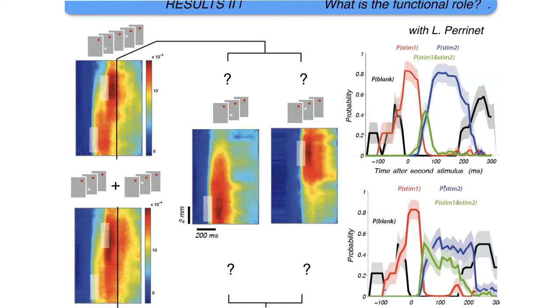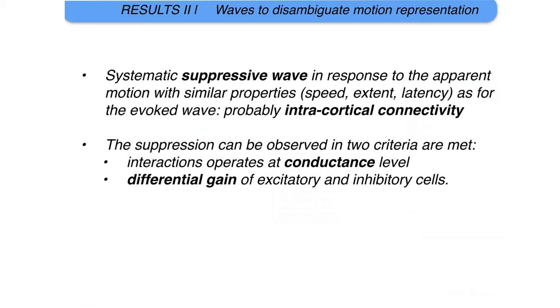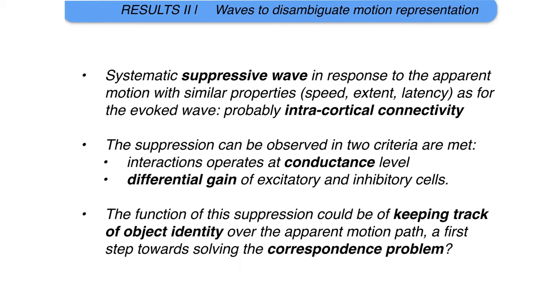To summarize this second part, we had a systematic suppressive wave in response to apparent motion that had similar properties as the one from the evoked wave, so it's probably coming from intracortical connectivity. With the model, we demonstrated that the suppression can be observed if there are interactions that operate at conductance level and if there is a differential gain between excitation and inhibition. And we suggest that one function of this suppression is to keep track of the object identity over the apparent motion path. So the suppression could be a very basic, simple way to solve the correspondence problem.